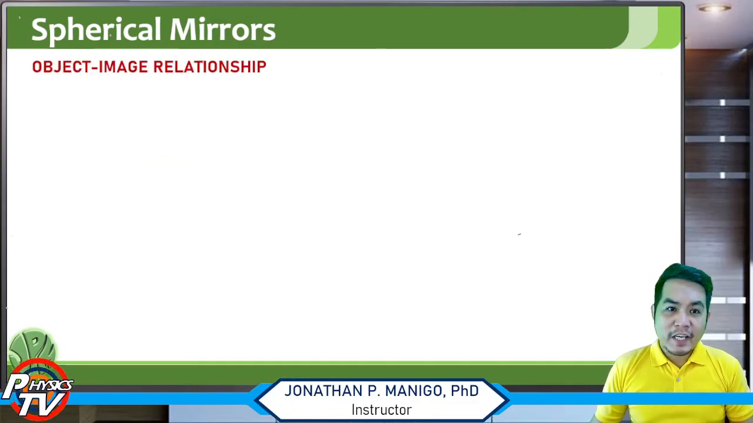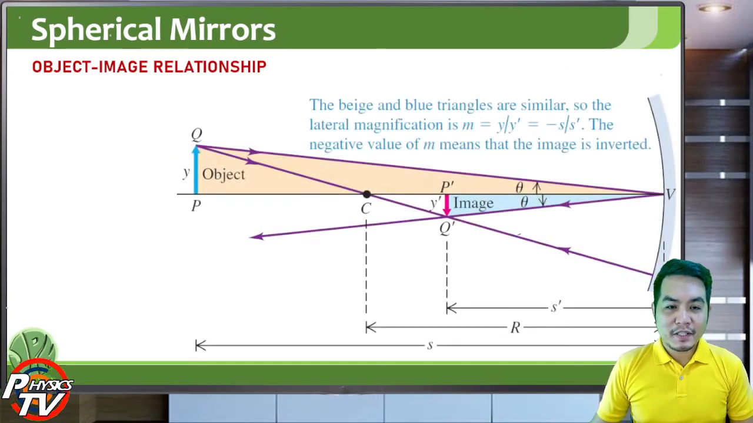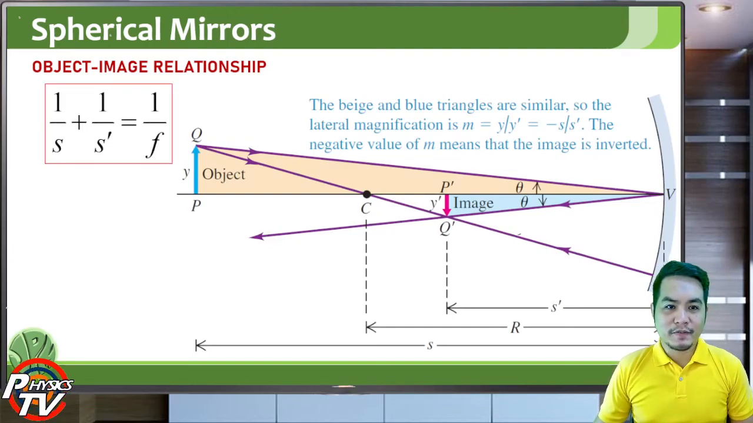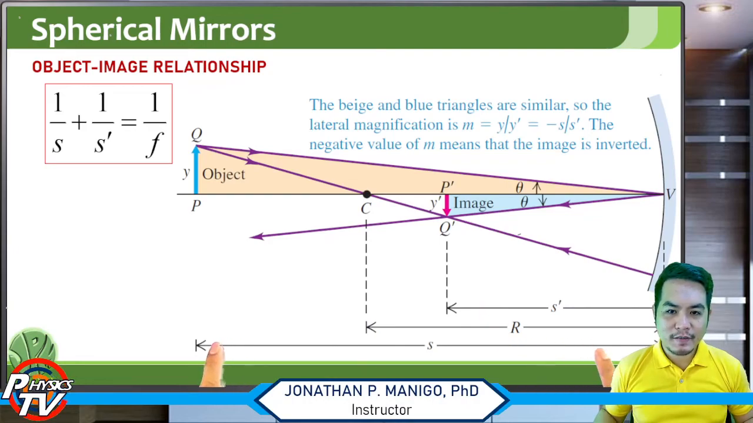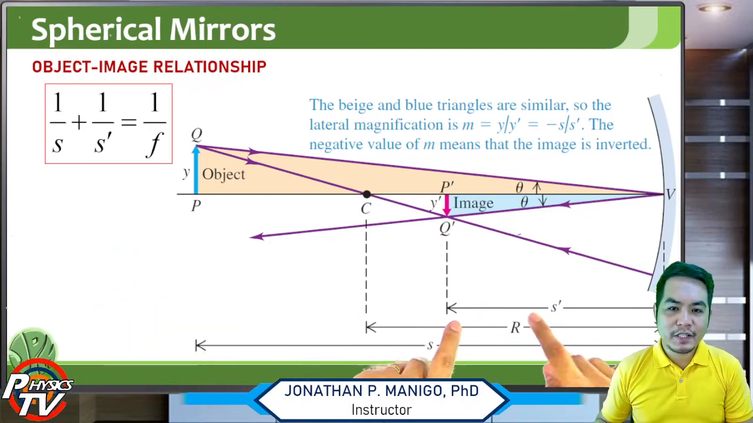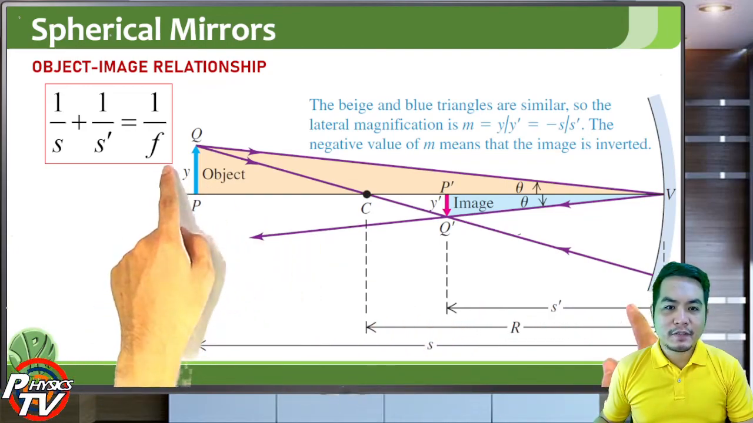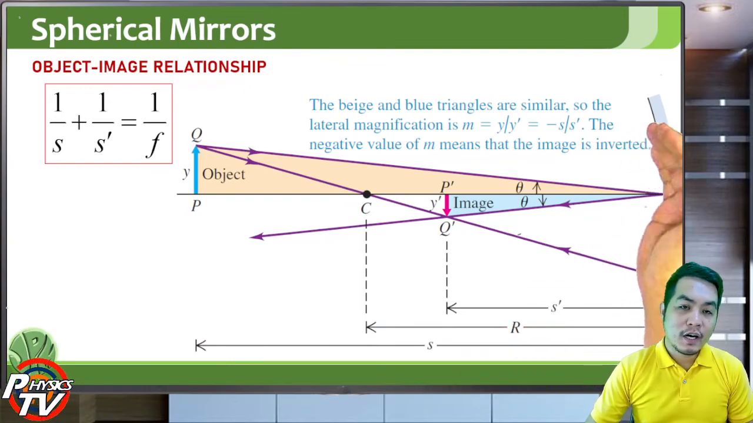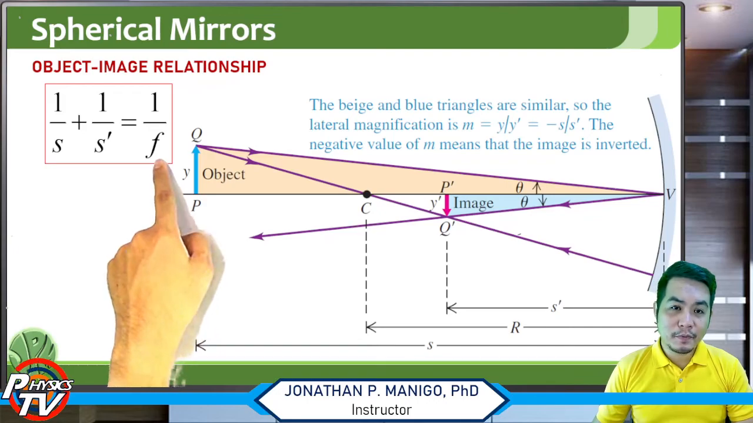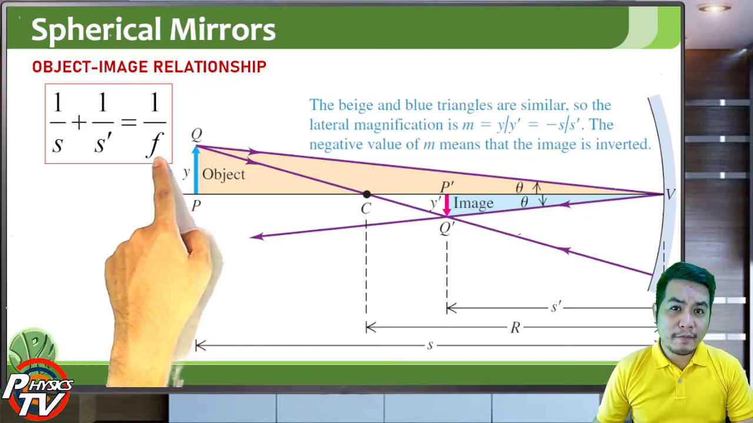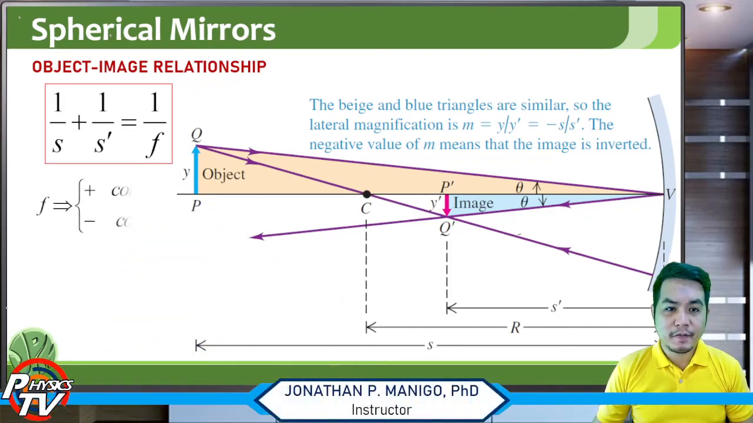So the object-image relationship in spherical mirrors is given by this equation. So 1 over s plus 1 over s prime equals 1 over f. s again is the object distance, s prime is the image distance, and then f is the focal length of your spherical mirror. So focal length is positive for concave or converging mirrors, negative for convex or diverging mirrors.